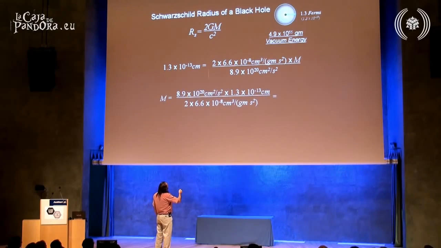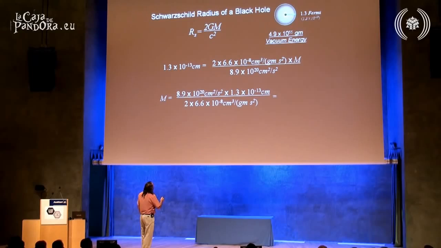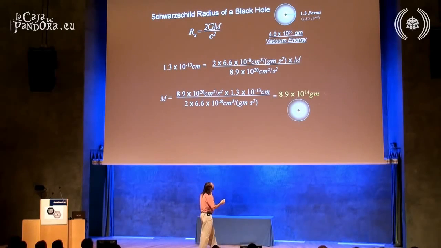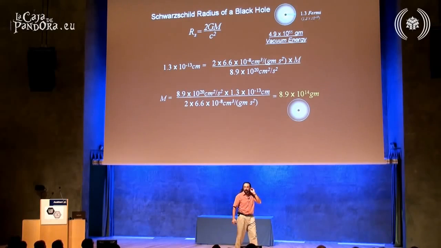So I got to change the equation around so it equals mass. You all following this? Now I take the speed of light squared and bring it on top. The radius is over here, and I bring the gravitational constant on the bottom, and that will give me the mass. And the answer is 10 to the 14 grams proton.